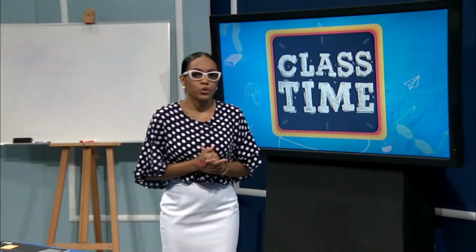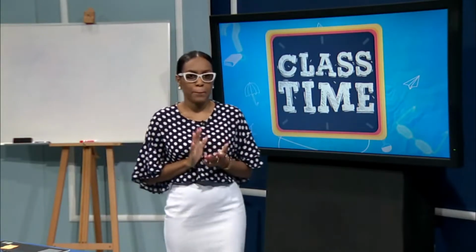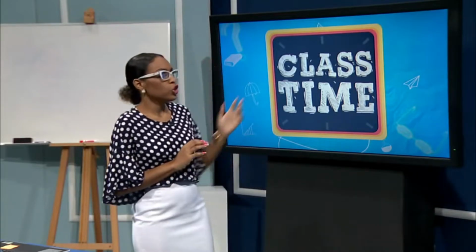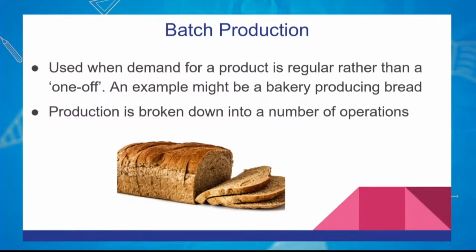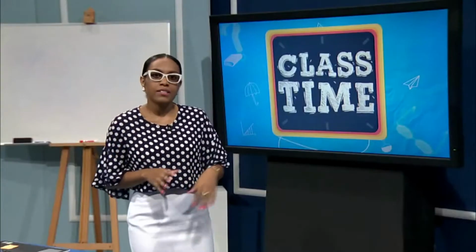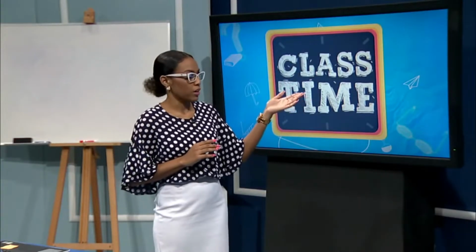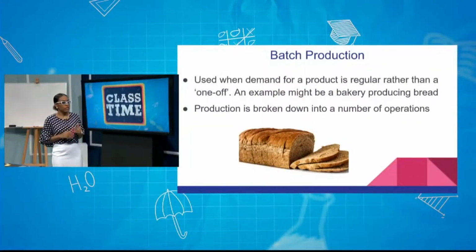Let us now move on to the other type of production, batch production. It is used when demand for a product is regular rather than a one-off. An example might be a bakery producing bread. So remember, we looked at job production and we used that term one-off product. This is different now for batch production. The production is broken down into a number of operations. And you can see on the screen here we have a picture of a bread, a brown bread.